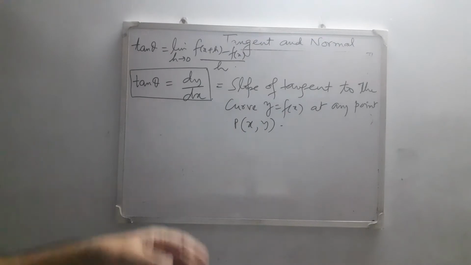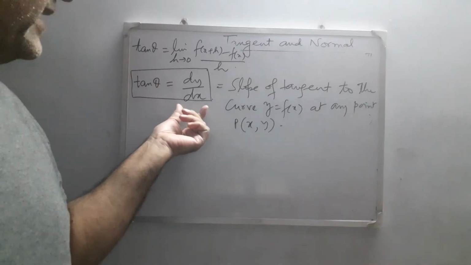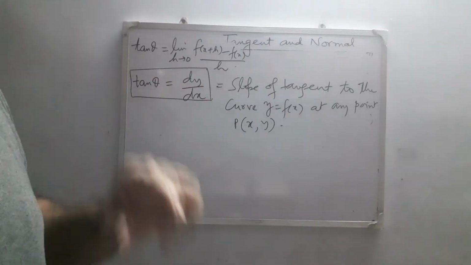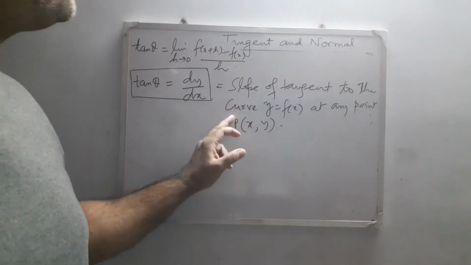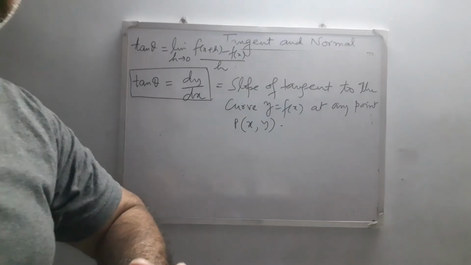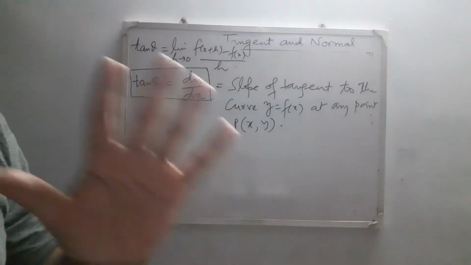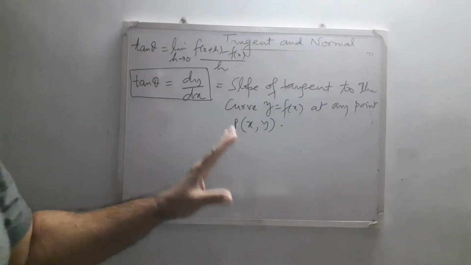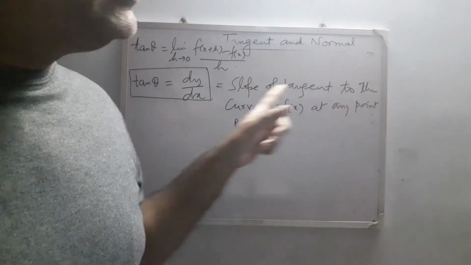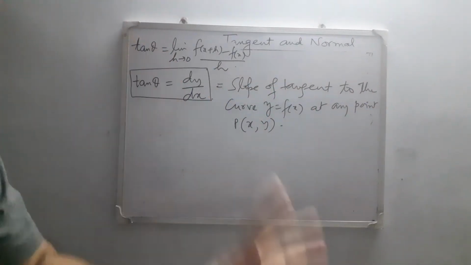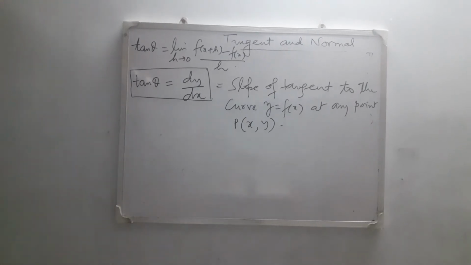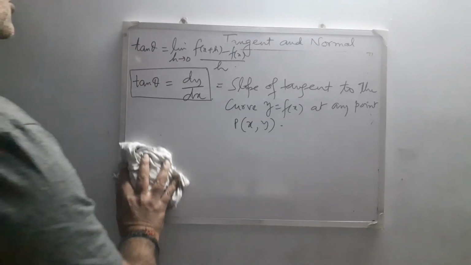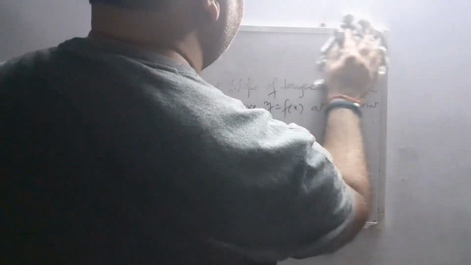Remember, boys, in case of writing the meaning of dy by dx, some students may write wrongly that it is slope of curve. Remember, there is no slope of curve, nothing. This word is ambiguous. It is slope of tangent to the curve. This is the actual meaning of dy by dx. And now we will try to solve problems based on this tangent and normal.